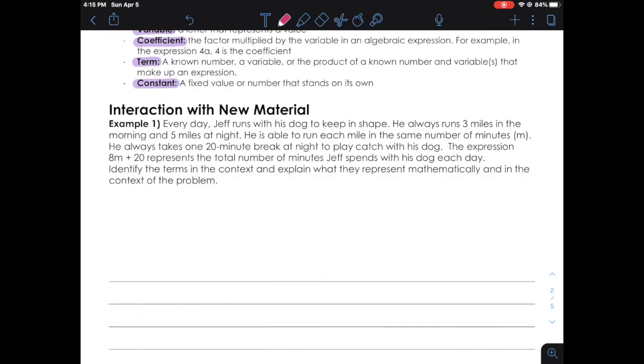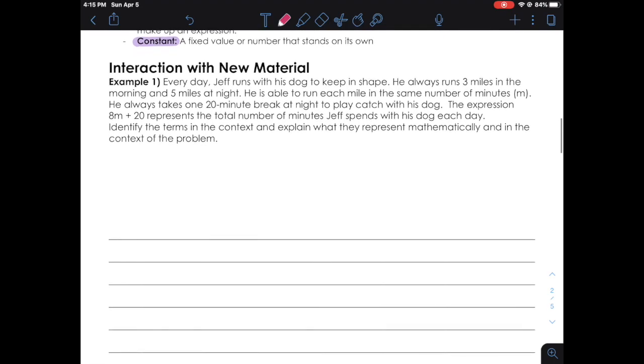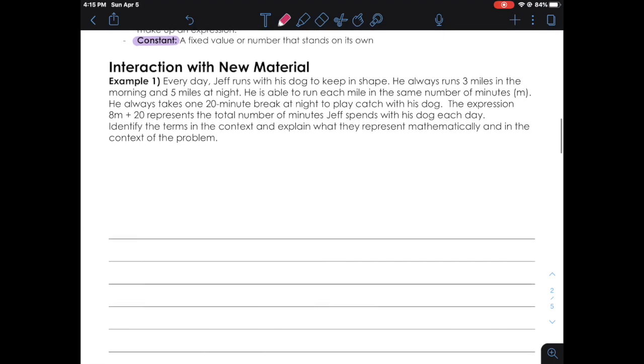All right, let's start with our interaction with the new material. Every day, Jeff runs with his dog to keep in shape. He always runs 3 miles in the morning and 5 miles at night. He is able to run each mile in the same number of minutes, which is represented by the letter M. He always takes a 20-minute break at night to play catch with his dog. The expression 8M plus 20 represents the total number of minutes Jeff spends with his dog each day. Identify the terms in the context and explain what they represent mathematically and in the context of the problem.